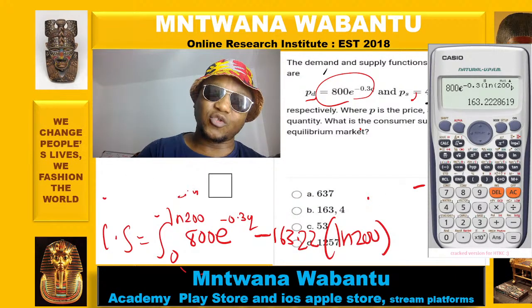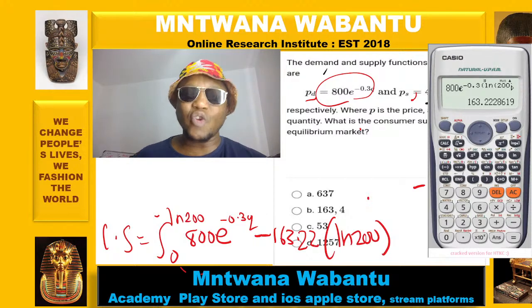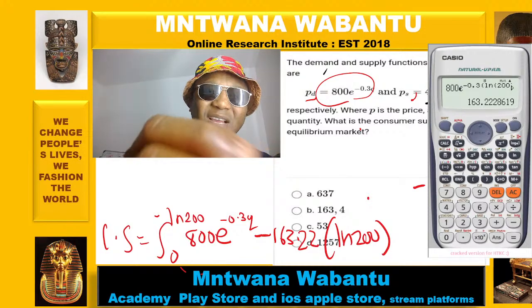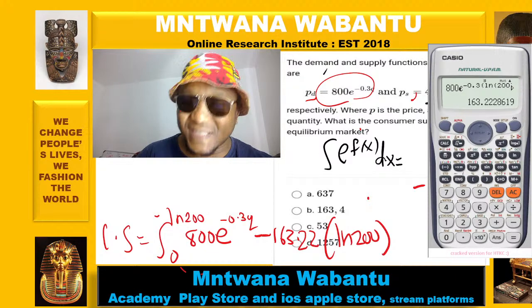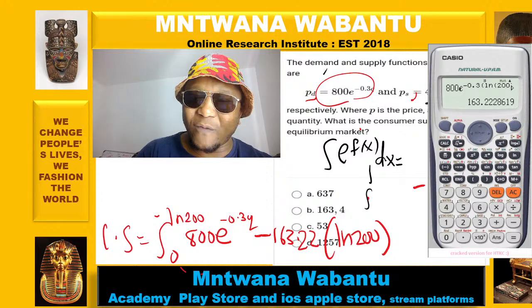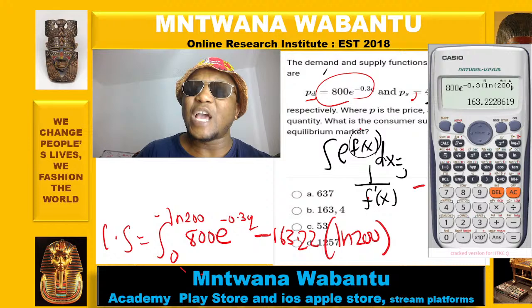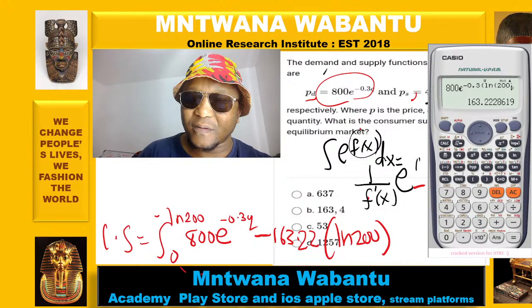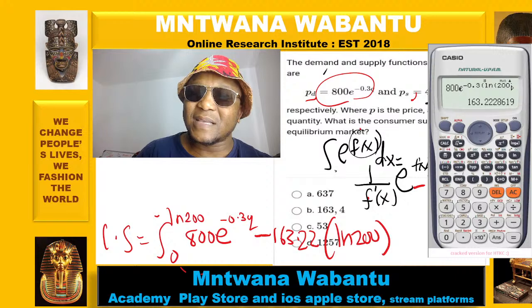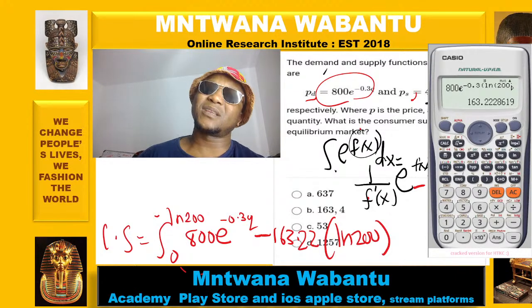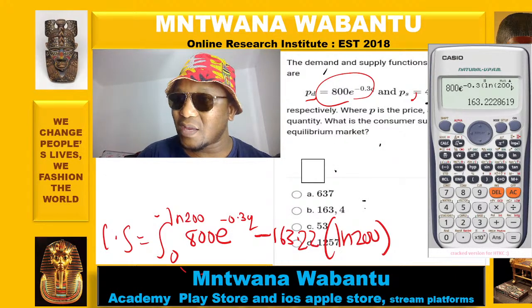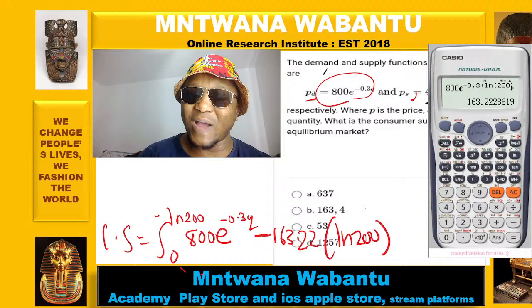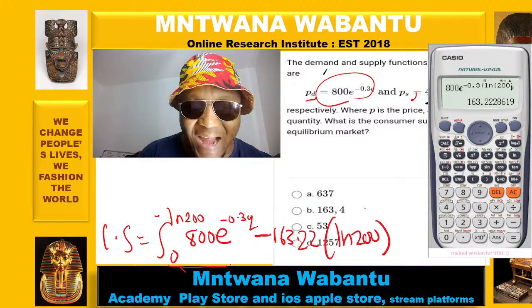Okay, so we know the consumer surplus formula. Now let's just do normal integration. If you integrate e of a function, it's the same as 1 over the derivative of the function, and you write the function the way it is. But if there's a limit here, you write the lower limit and upper limit. Let me say one more time. In the equation we're solving right now, this is easy.